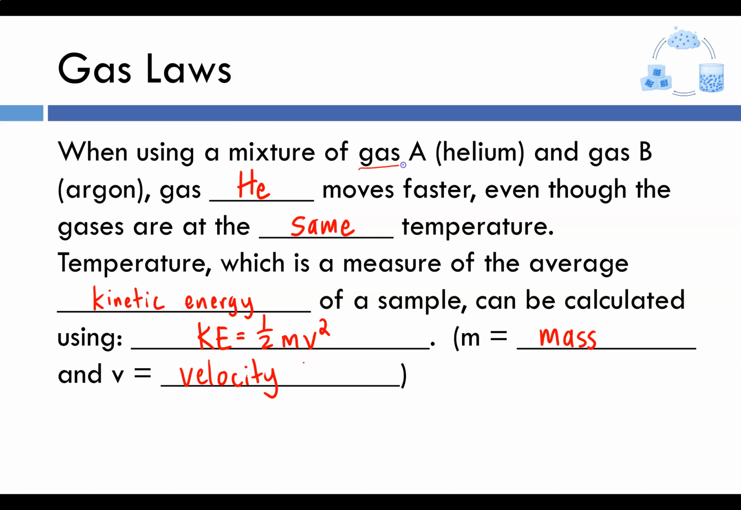So you've got 2 different masses of atoms, helium versus argon. Helium, really light. Argon, about 10 times heavier. They're going to be moving at very different speeds, even though the average kinetic energy, the temperature, is the same. So just be aware of that.